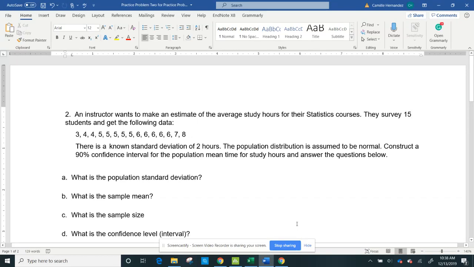So now I'm going to do another practice problem for the Z interval that we've been looking at. An instructor wants to make an estimate on the average study hours of their statistics course. They survey 15 students and get the following data.